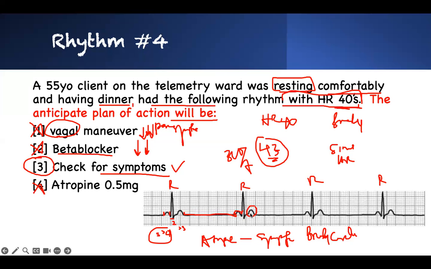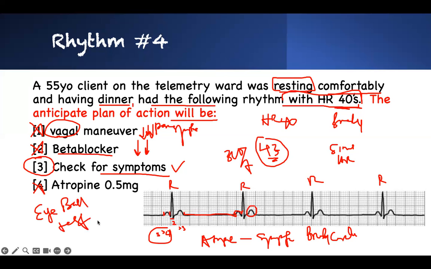Somebody who's eating dinner and sitting comfortably meets the highball test. In medicine, we call it the highball test. That means when you walk into the room, their leg is crossed, they're reading their Bible or a book, and their heart rate is 40. They look fine. The graphic is okay. Everything's fine. Nothing for you to do. So for this patient, we just don't do anything.